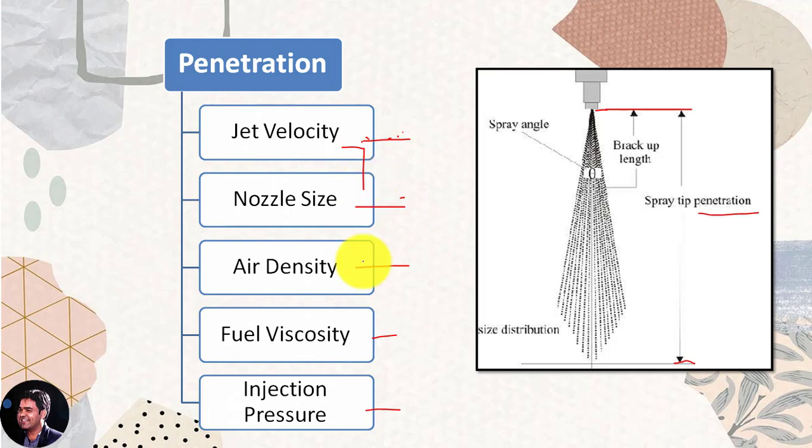If the air density inside the cylinder is higher, the penetration will be low, because the air particles are dense and they provide resistance. Likewise, the fuel viscosity and injection pressure will affect the penetration.